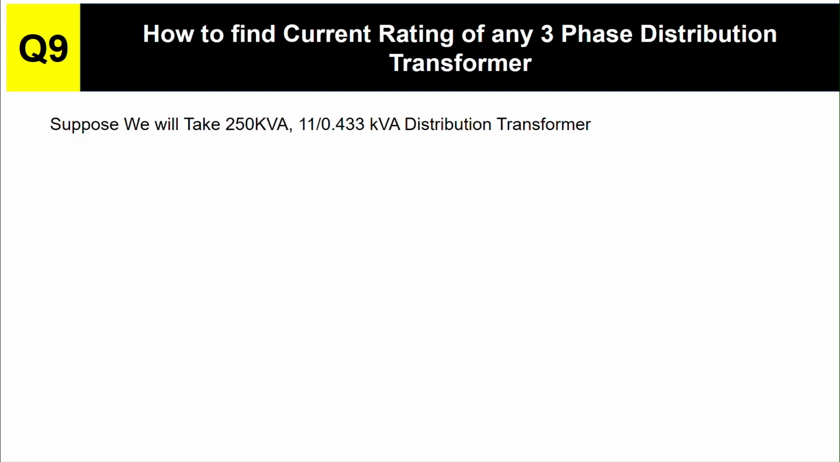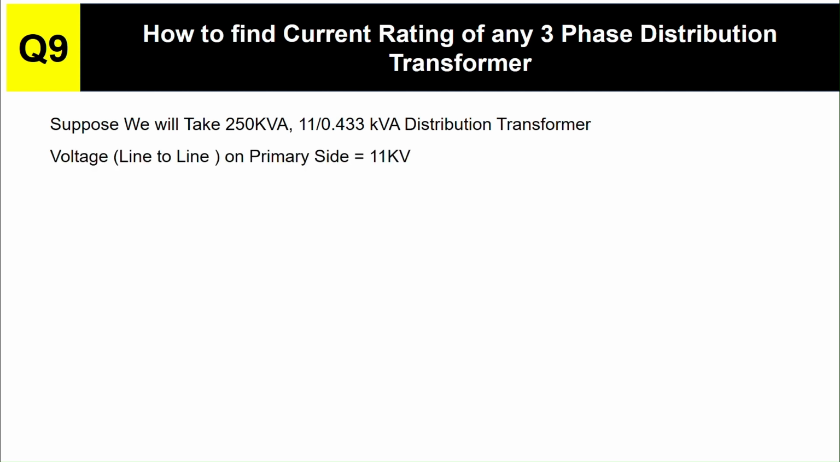Suppose we take a 250 kVA, 11 by 0.433 kV. It is not kVA, it is kilovolt. Sorry, here is a mistake. It is an 11 by 0.433 kilovolt distribution transformer. And we have to calculate what is the current on the HT side and what is the current on the LT side of this 250 kVA transformer.